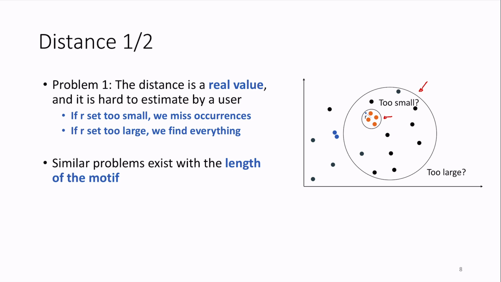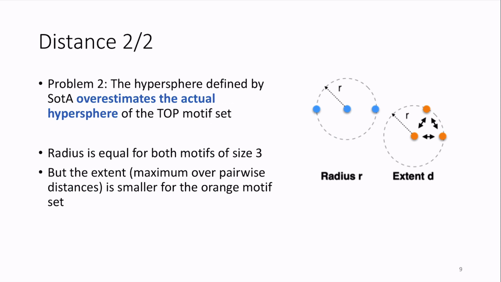And we can construct similar problems with the length of the time series, as seen in the motivating example. Another problem is that the hypersphere defined by a radius around the subsequences almost always overestimates the actual hypersphere of the top motif set. For example, look at the right. There are 2 motif sets of size 3 and both have the same radius. Yet the pairwise distance of both is different, and the motif that has the smallest pairwise distance is the one on the right. This one is much more compact and has much larger similarity than the left one. Yet, for state-of-the-art definitions, both are equal.